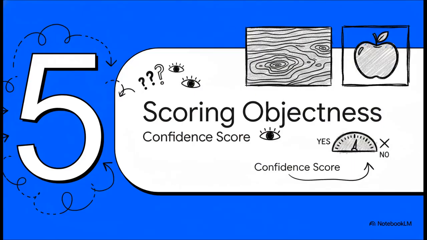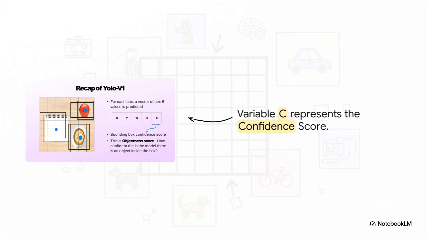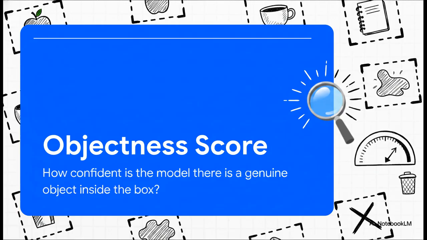Let's transition to the final and arguably most critical piece of the puzzle in Section 5, scoring the objectness. So the crucial point is this final variable, C. It represents the bounding box confidence score. All of that beautiful, elegant math we just did to find the x, y, width, and height means absolutely nothing if the C variable doesn't actually believe an object exists there. You'll often hear this referred to as the objectness score.